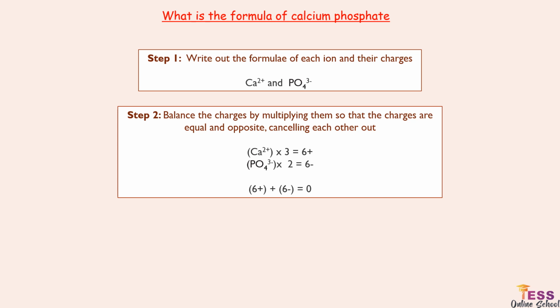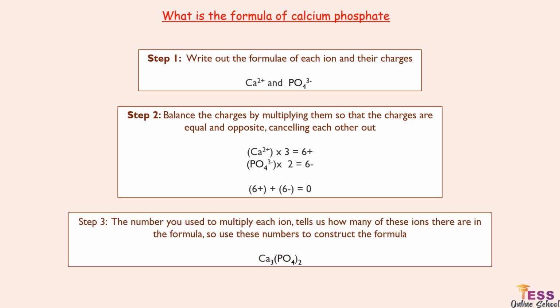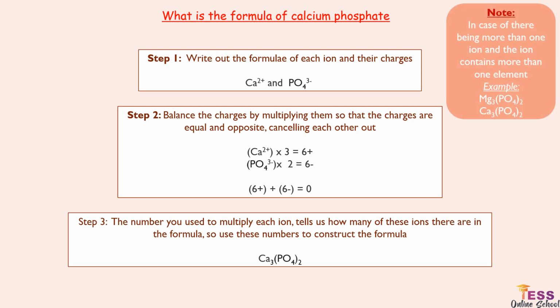Step 3. The number you use to multiply each ion tells us how many of these ions there are in the formula, so use these numbers to construct the final formula. Now you've resulted with Ca3(PO4)2. For step 3, you can see the phosphate ion is in brackets as the multiplication by 2 applies to all the elements in that compound, i.e. phosphorus is multiplied by 2 and the O4 is also multiplied by 2.